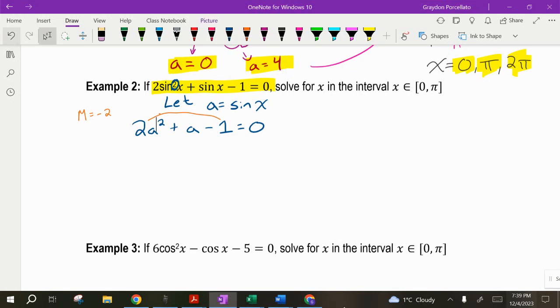And what two numbers add to equal 1, our middle term? Well, those two values would be positive... Why am I blanking? Negative 1 and positive 2. Okay, so -1 and +2.